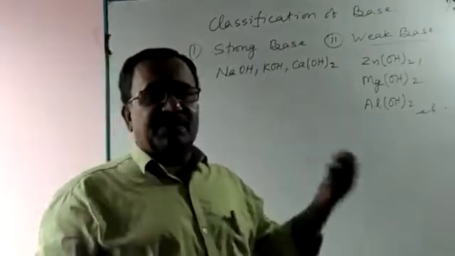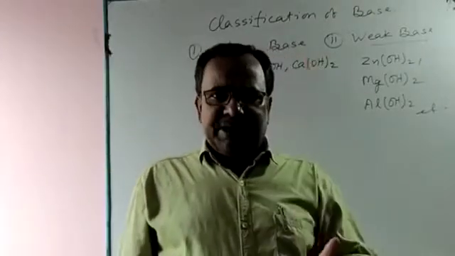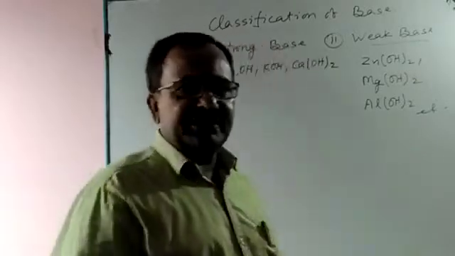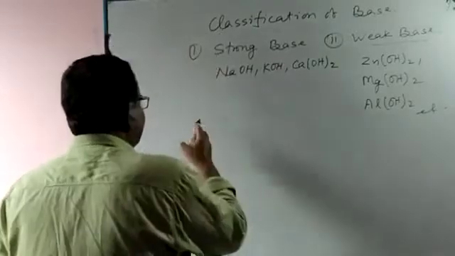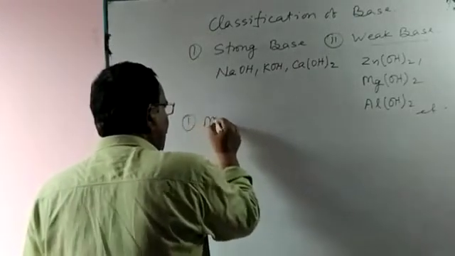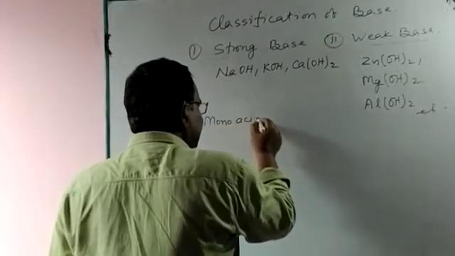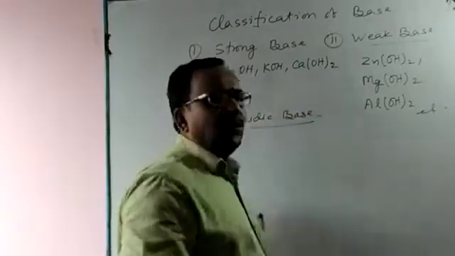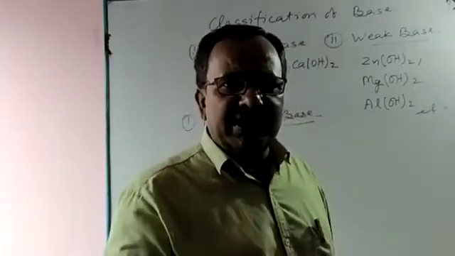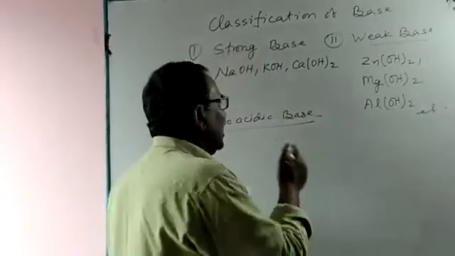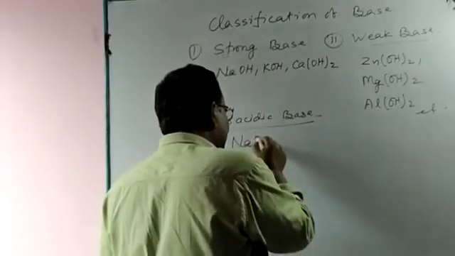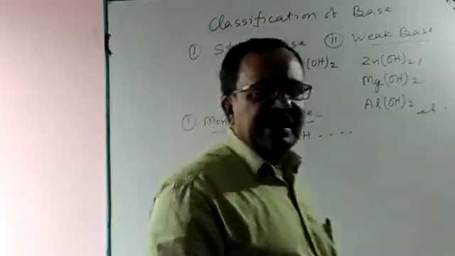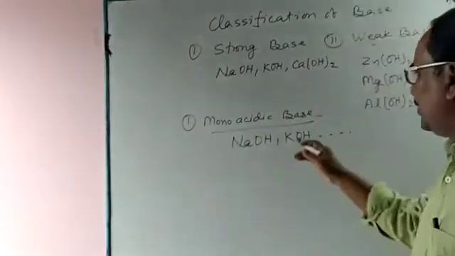Now we have to classify the base on the basis of number of displaceable hydroxide ions. That is monoacidic base. Monoacidic bases are those bases which have only one displaceable hydroxide ion. For example, NaOH, KOH, etc. These are the monoacidic bases.